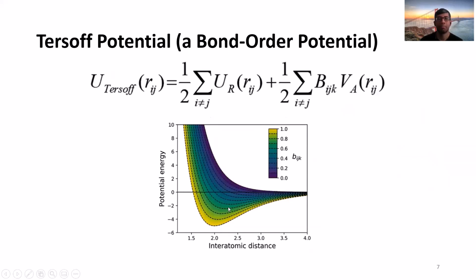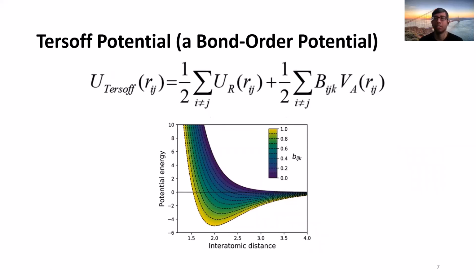And this is just a map of how the potential energy actually varies with respect to interatomic distance when you differ or change the bond order in the system. You can see that you can make a map of interatomic distance versus potential energy in the system. So that's kind of a high-level introduction to Tersoff potential.